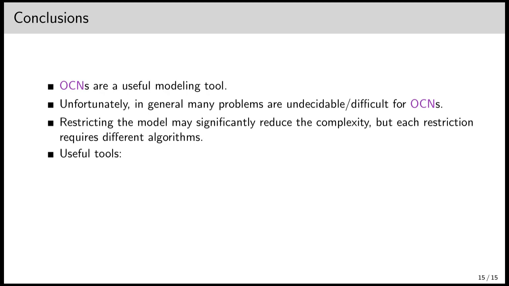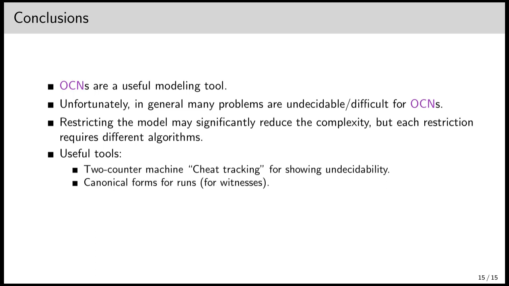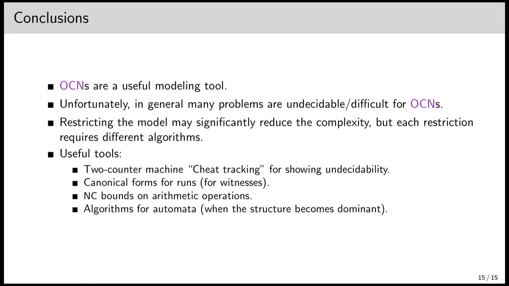Some useful tools to keep in mind if you're working with OCNs. For undecidability, the technique of guessing violations is often useful and can be implemented with relatively simple gadgets. For obtaining short witnesses, or at least witnesses with a short description, it is often useful to bring runs into some canonical form. This usually involves some painful cycle analysis, but turns out to be worth it. Various NC bounds for arithmetic are used when the encoding becomes the dominant complexity part. For example, when the OCNs are deterministic but encoded in binary. And when the dominant part is the structure, the algorithms for finite automata often become useful.